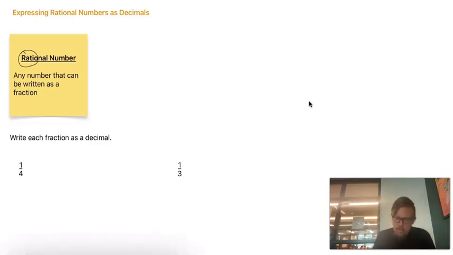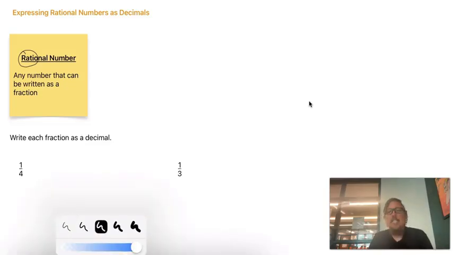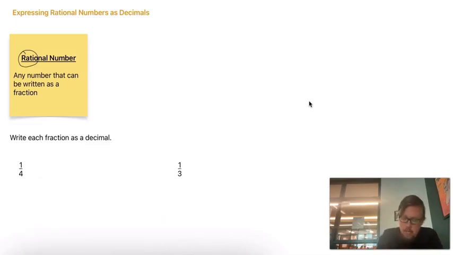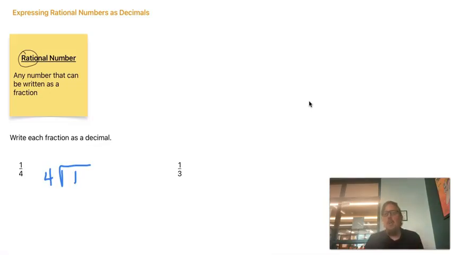So let's start with 1/4. And if you forgot, the way that you turn a fraction into a decimal is just by doing division. That fraction line means divide. So 1/4 means 1 divided by 4. And so we're going to do our old school long division that you learned probably back in 3rd grade. And so we're going to say, okay, well, 1 divided by 4 can't be done. We need to add a decimal point and a 0.